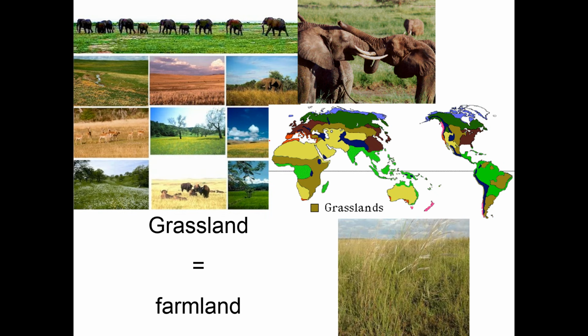savannas and prairies. Okay, so right here. There's some in the southern hemisphere too, right? Southern hemisphere. Right here. Okay, right there. All right, so that's grassland.